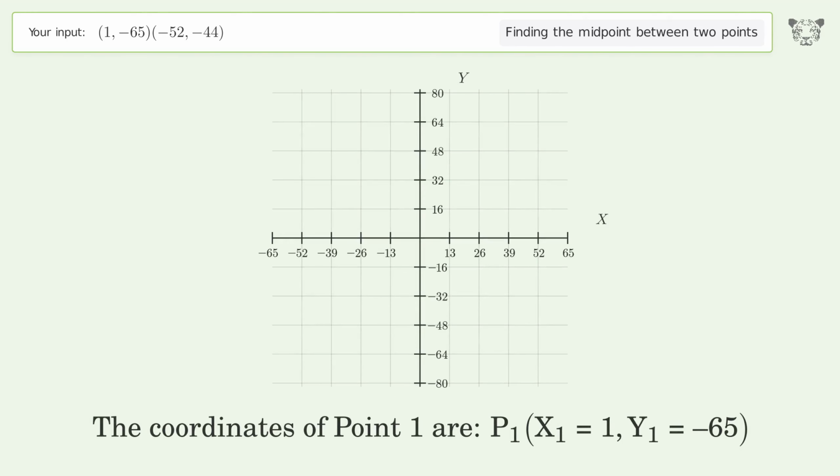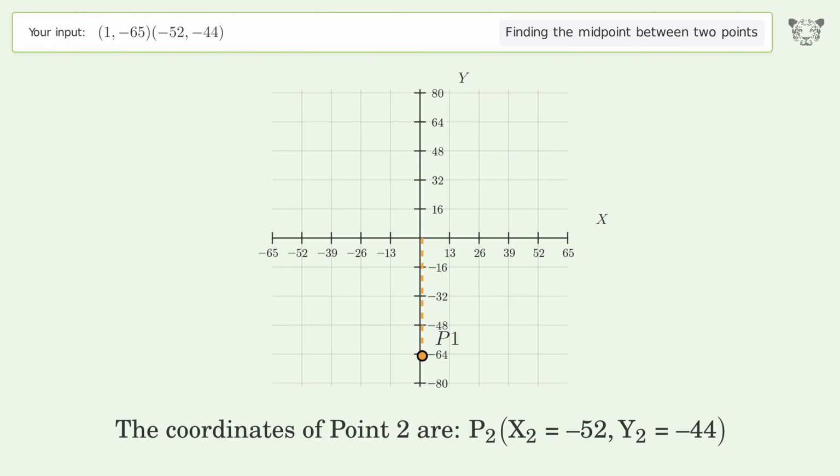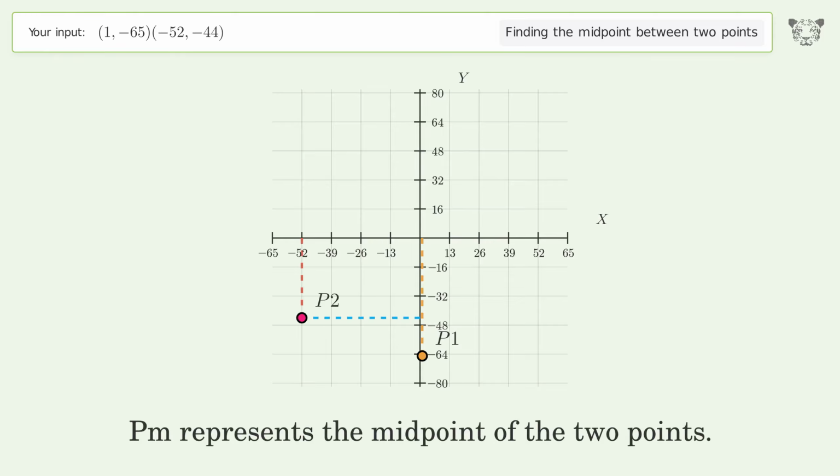The coordinates of point 1 are x1 equals 1, y1 equals -65. The coordinates of point 2 are x2 equals -52, y2 equals -44. PM represents the midpoint of the 2 points.